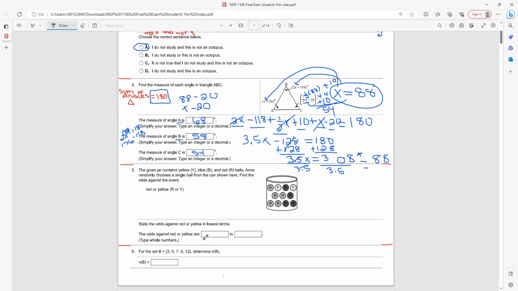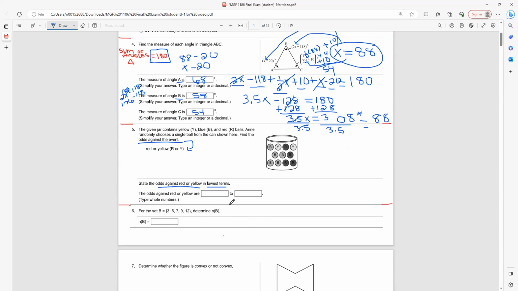For number 5, the given jar contains yellow, blue, and red balls. We see them labeled here, B for blue, Y for yellow, and R for red. And we want to know, if we randomly choose a ball, the odds against this given event, which is to choose a red or yellow ball. We want to make sure we simplify in lowest terms.